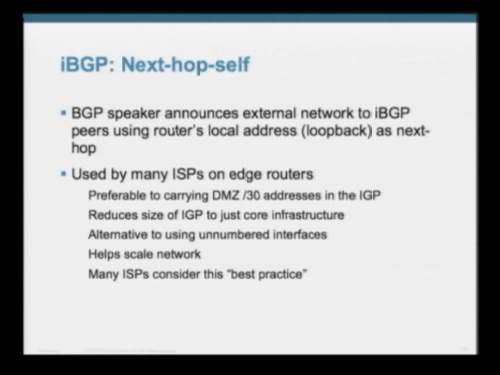Right, so next hop self. I've explained this already. It helps scale the network. Many ISPs consider this best practice today. Again, looking around, most of the well-established networks are all doing this. They're setting the next hop to be that of the local router for external prefixes.